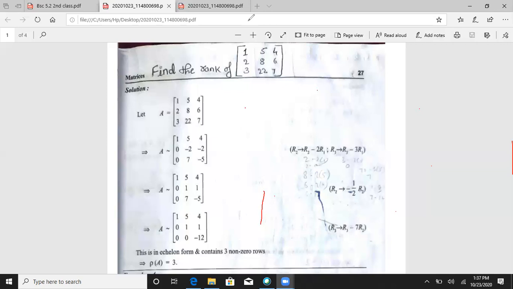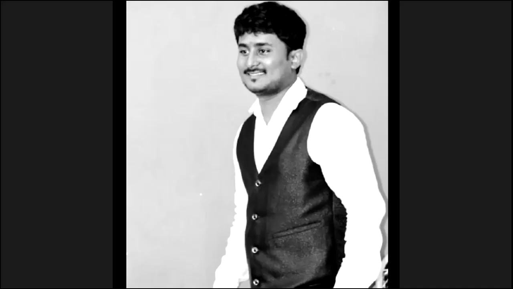Same, next come to the third row. That is R3. R3 equals R3 minus 2R1. Multiply 2 to the first row. R3 equals R3 minus 2R1. 2 minus 2 into R1, which is 1, that is minus 2 plus 2, that is equal to 0. Next, the second element is 3 and the third element is 4.